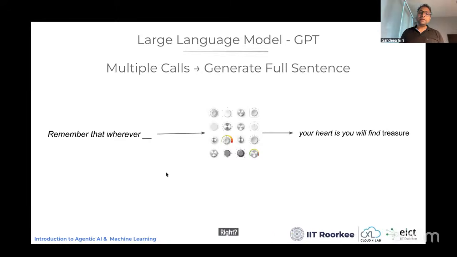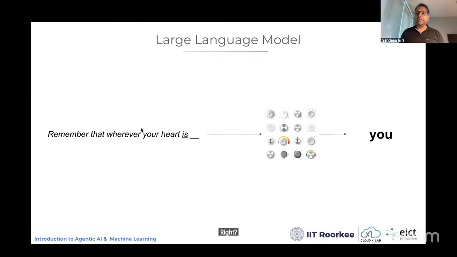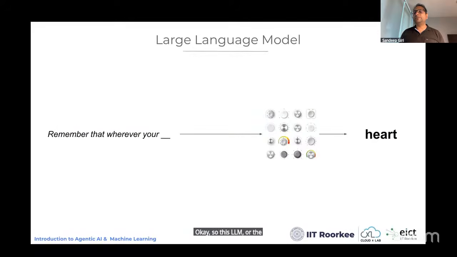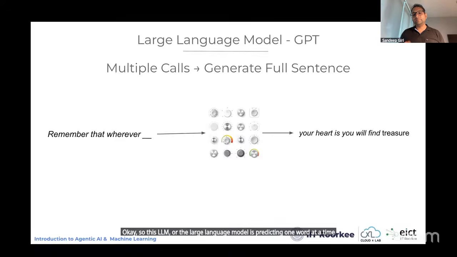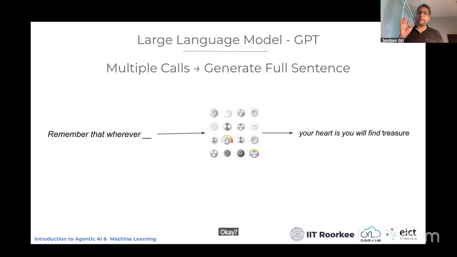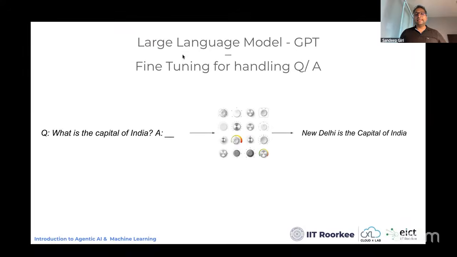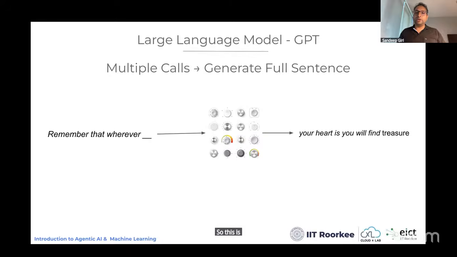So we trained it to do this one word at a time. This LLM, or large language model, is predicting one word at a time, and we assemble that and put it together as a full sentence. Make sense, everyone? All right. So this is a large language model.